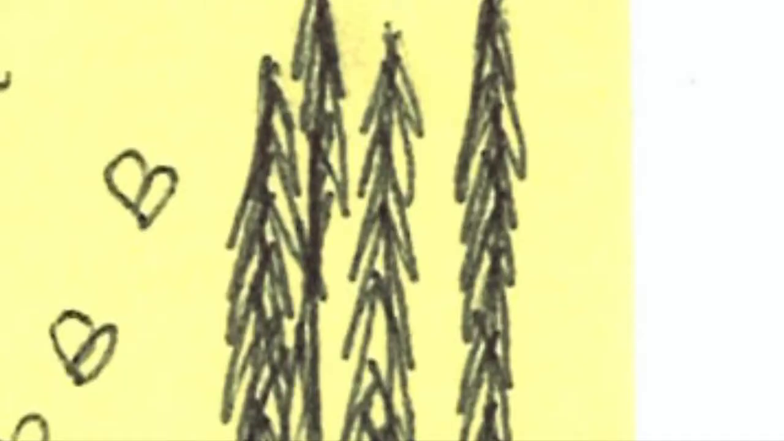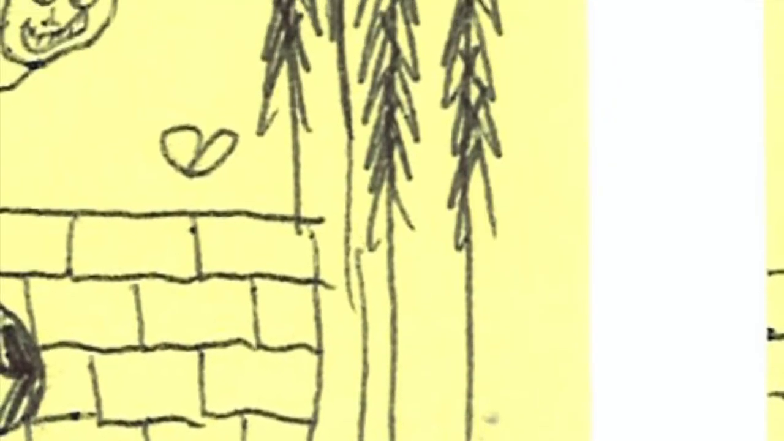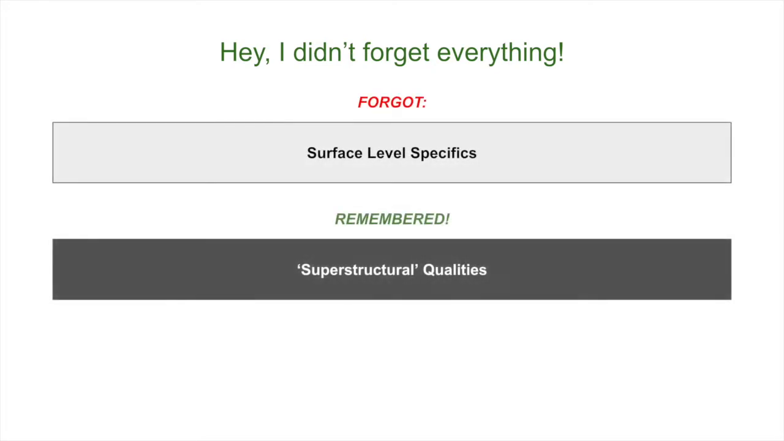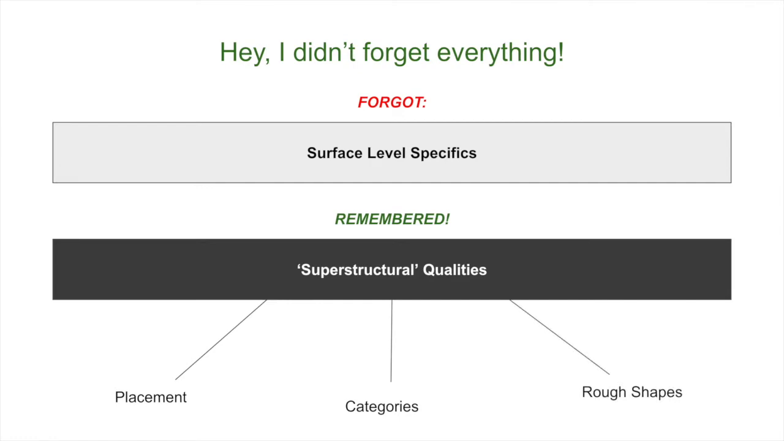Importantly, many of these iterations resemble one another, especially in terms of placement. I was consistently able to spatially place every object, the cat, the trees, the sun, the wall, the window, in roughly consistent locations. Furthermore, I never ended up forgetting the presence of a particular object. Instead, I perpetually forgot numbers, the number of rays emitted by the sun, or the number of trees in the background. These observations illuminate my ability to retain information. While I may have forgotten surface-level specifics, I did not forget the superstructural qualities of an image. For example, I didn't forget the placement of objects, the categories of objects, or the rough shapes of objects.